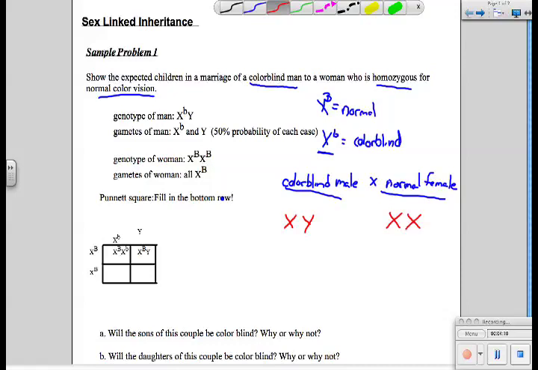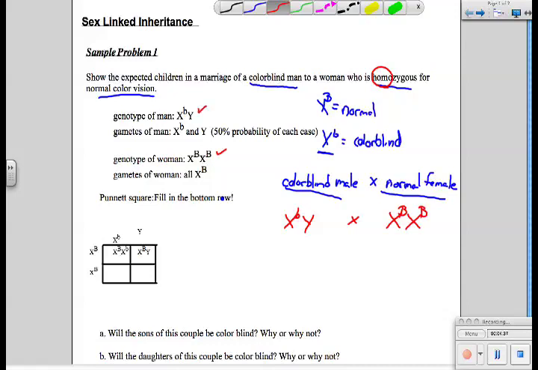Now let's look at the alleles. The male is colorblind, which means that he has to have the recessive allele, little b. There's no allele written on the Y chromosome. The female is normal and homozygous. Homo meaning the same, so they have the 2 dominant normal vision alleles. Okay? The genotype of the woman, the genotype of the male.